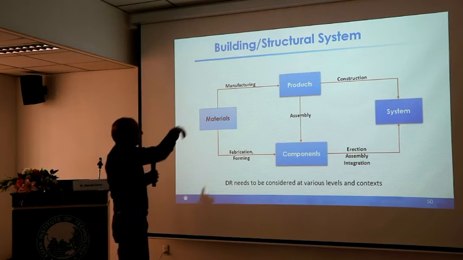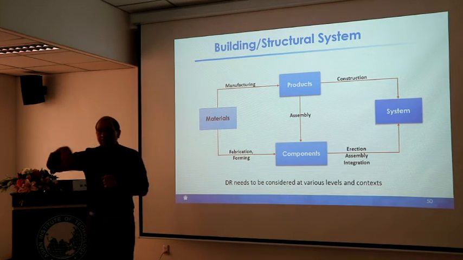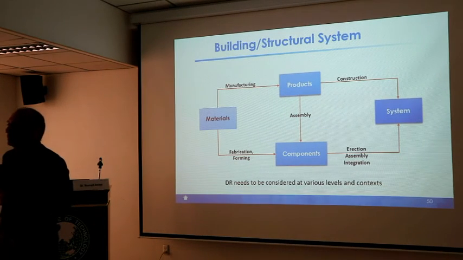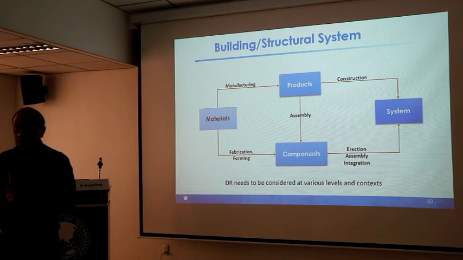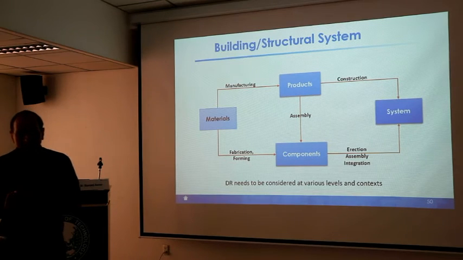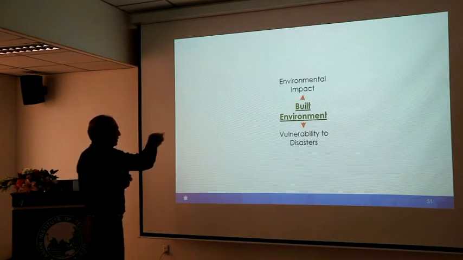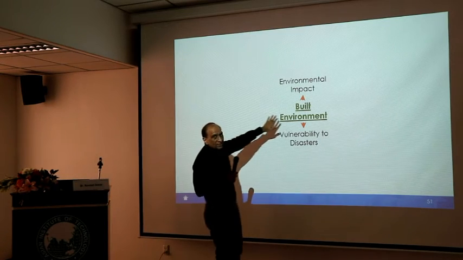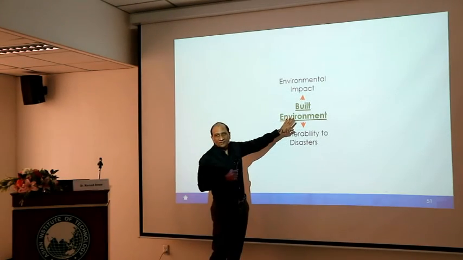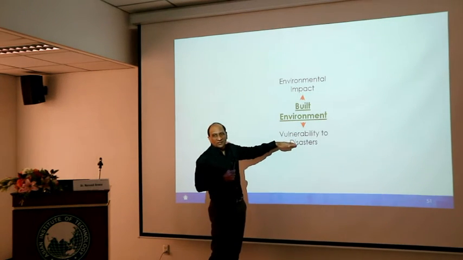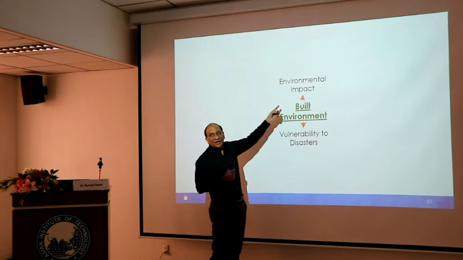So basically when we design a structure, we have to consider everything. And in all of that process, disaster risk reduction is a key component, whatever we do. So structural engineers are taught a lot to make sure that what they're designing is safe for hazards. So the built environment, which means everything that we saw just now, is called built environment. It is vulnerable to disasters and environmental impact also.